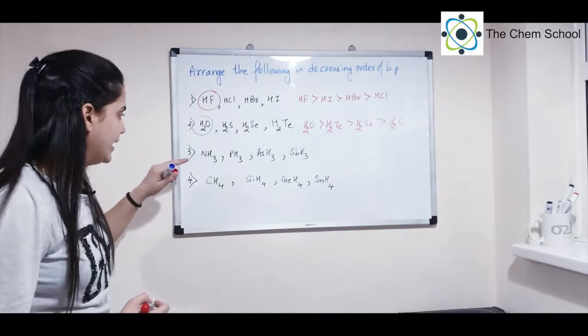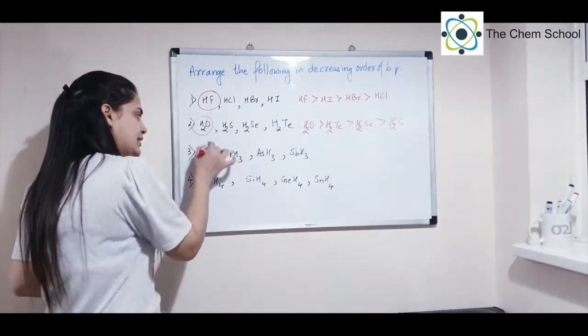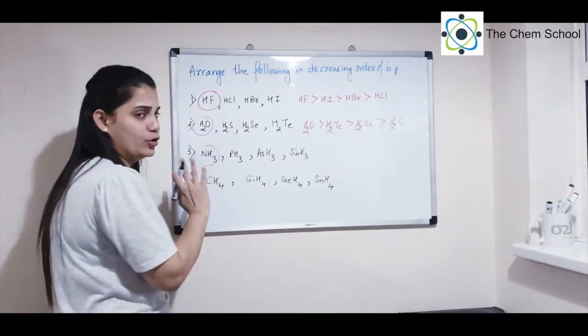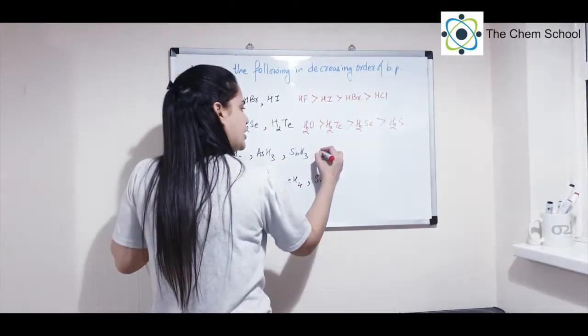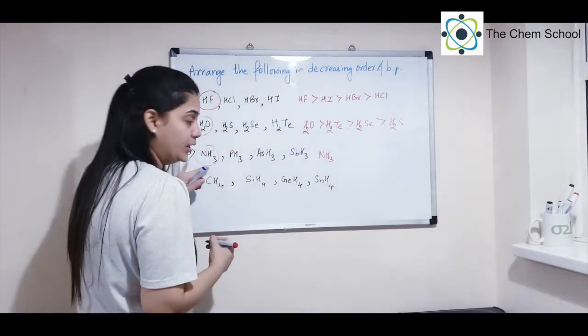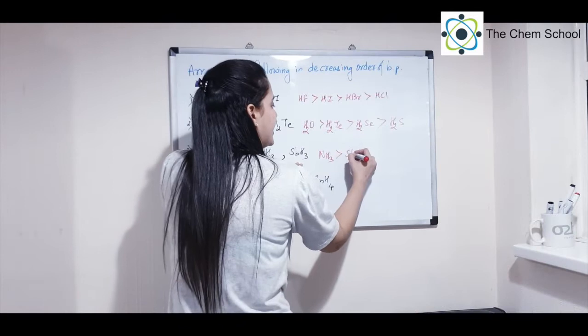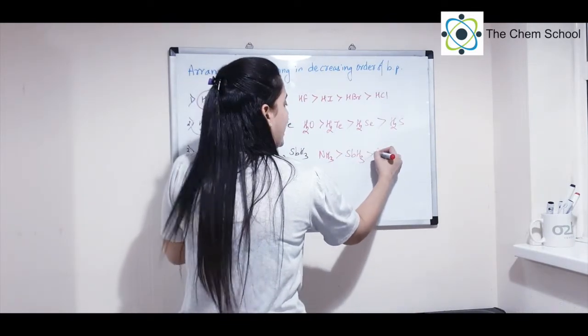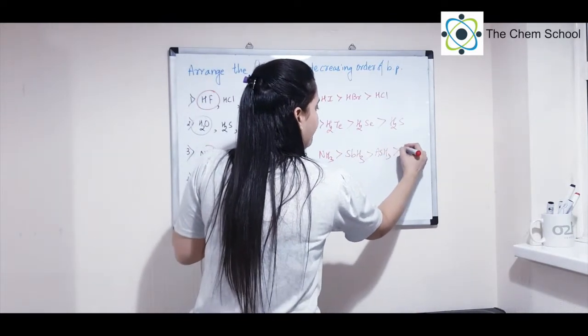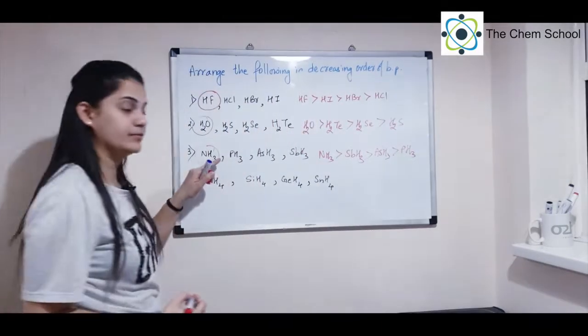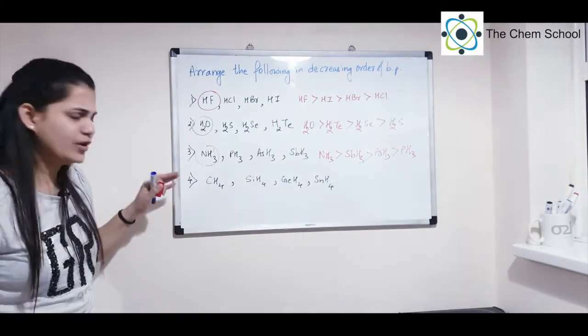Clear? Next one, the same thing. This is having hydrogen bonding and others will have only van der Waals forces, and therefore you have ammonia with the highest boiling point, followed by SbH3, followed by arsenic hydride, and followed by phosphine. Is this clear?